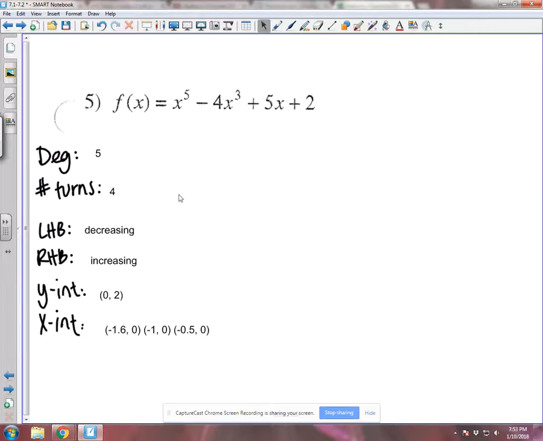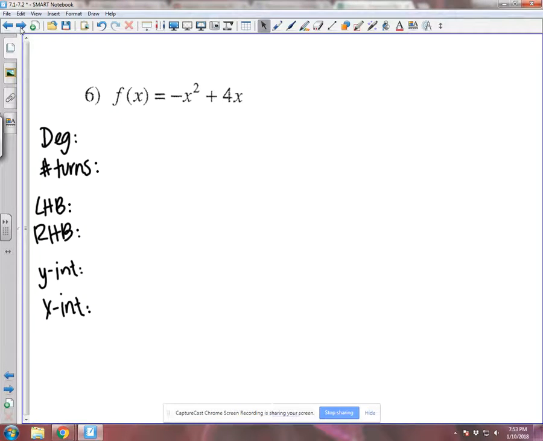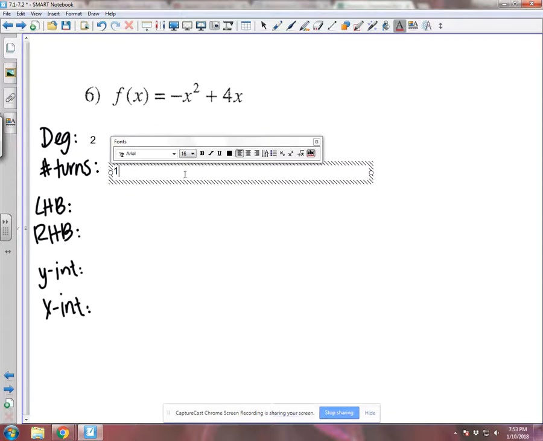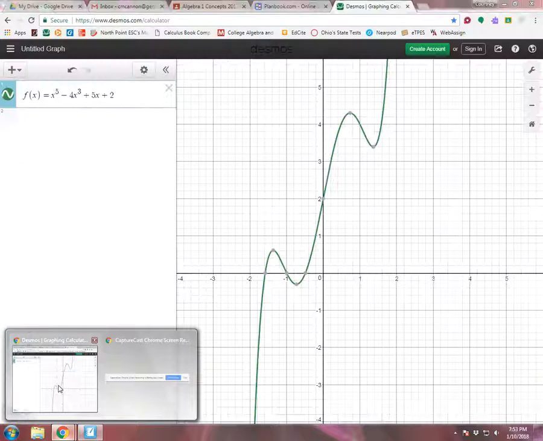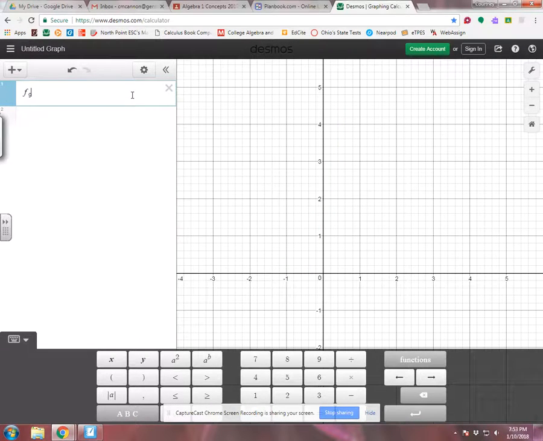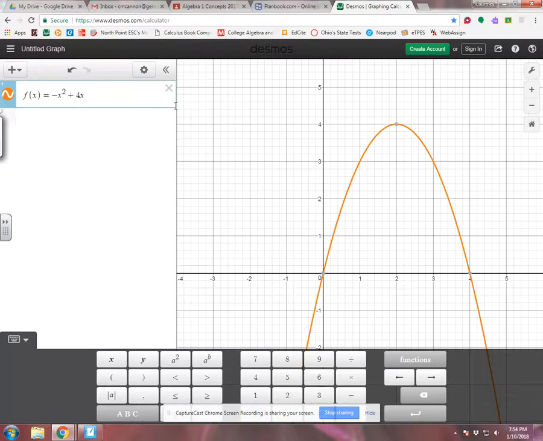Okay, let's do one more. We'll do number 6. This time my degree is the highest exponent. My number of turns is the highest exponent minus 1. So let's see what it looks like. F of x is negative x squared plus 4x. So again, remember, my number of turns is only supposed to be 1. So there it is, my 1 turn.